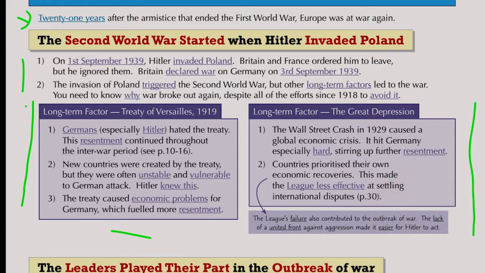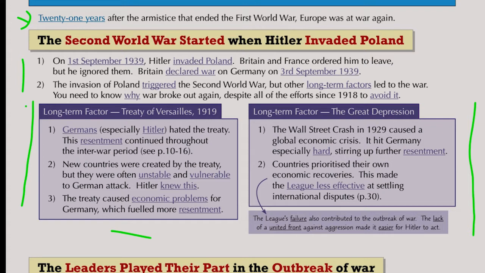So check it out. The Wall Street crash in 1929 caused a global economic crisis. It hit Germany especially hard, stirring up further resentment. It made them even more angry with the world. Because of the economic crisis that happened in America, it had some effect on Germany, and they suffered even more. And number two, countries prioritize their own economic recoveries, trying to get back on their feet.